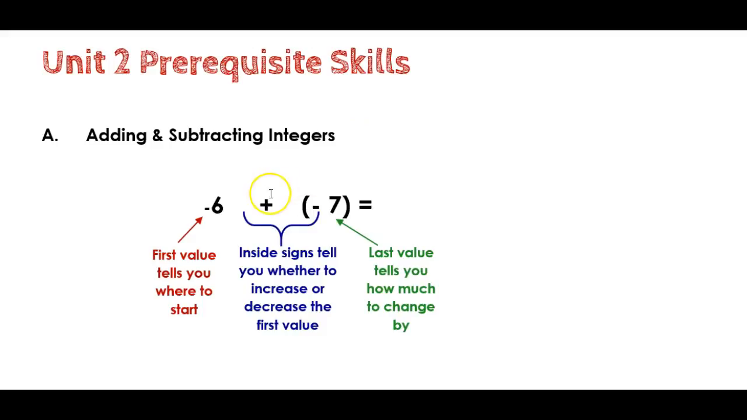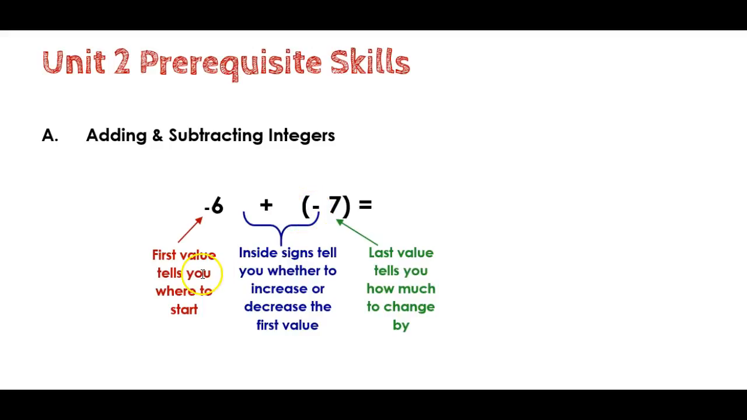A typical example that you might see and be asked to simplify is one like this: -6 plus -7 equals, right? Your job is to find out what the two of them combined give you. What I find in my experience is that students often confuse this negative up front with the signs that are in the middle.